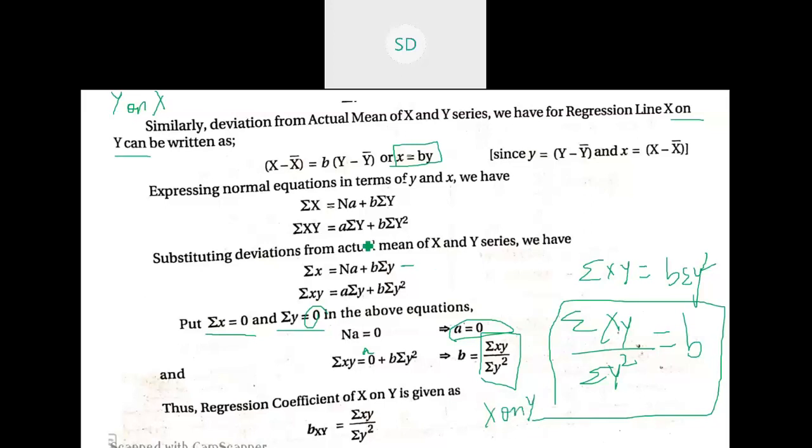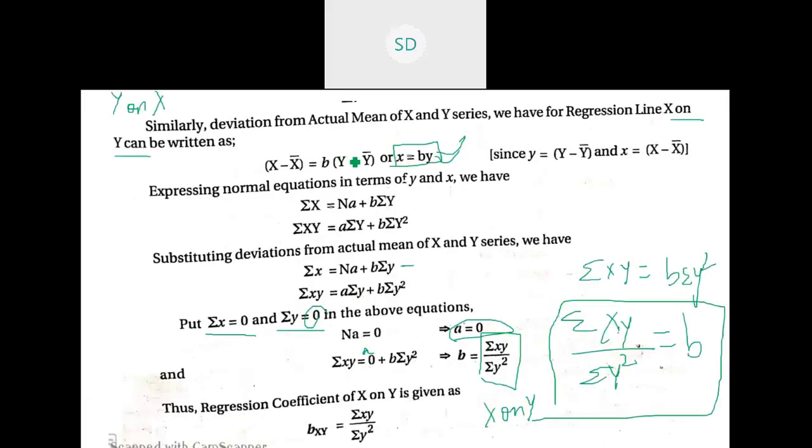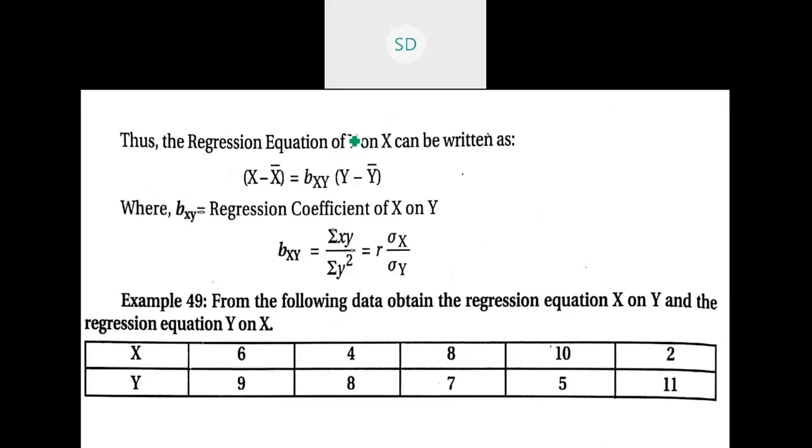Now the derivation, everything is the same as how we did previously. That is why there is not too much explanation given here. So simply we are substituting the values for sigma x and sigma y as 0, and we end up with this formula for the regression coefficient. Now once we know the formula for regression coefficient, let us put them into this simple formula. So that will be x minus x bar is equal to bxy. Now here the regression equation is x on y. They've just confused themselves here. This is x on y.